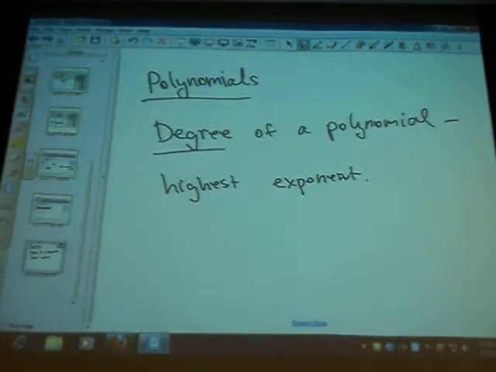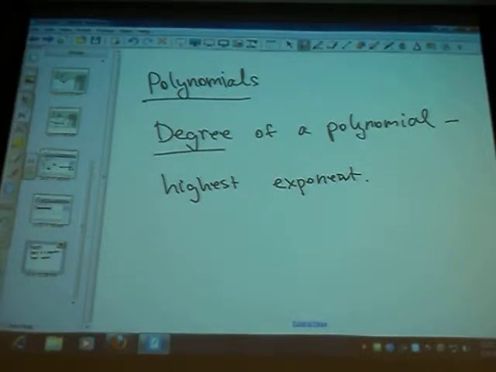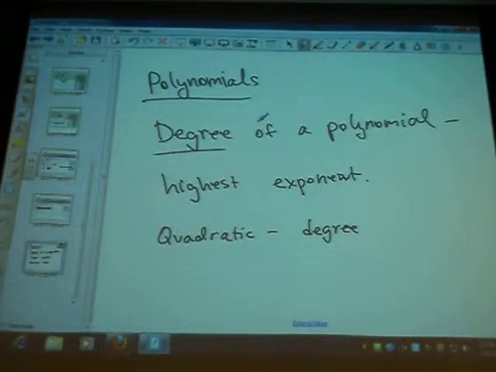Okay, so the degree means the highest exponent. So what would a quadratic have as a degree? It'd be 2 or 3 exponents. Quadratic means x squared, so the degree would be... Oh, 2. 2, because your highest exponent is x squared.